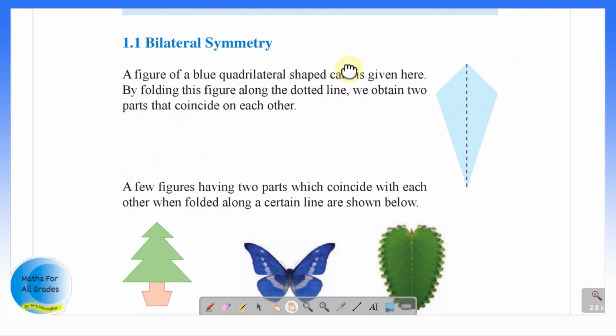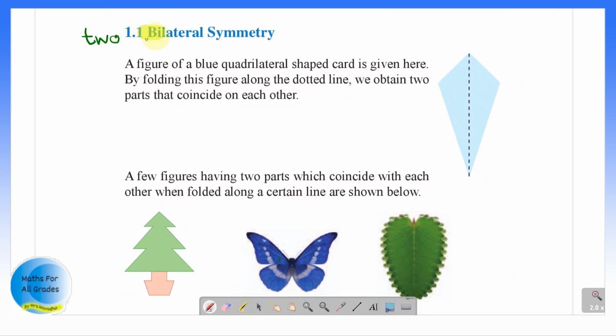Bilateral symmetry. Bi means two. So bilateral symmetry means figures which have two equal sides. Or we can say figures which have two sides that coincide with each other perfectly. To understand bilateral symmetry, let's check out this figure.